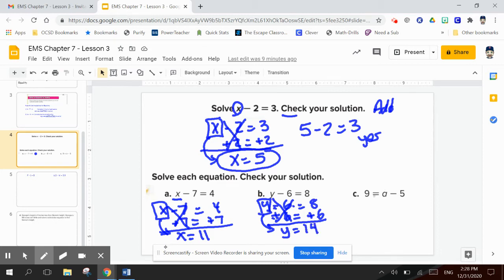Letter C. Now, this one here, the variable is still in front of the subtraction sign. They've just switched those around. It doesn't matter. It's still in front. I still have to add. 9 equals a minus 5. To get a by itself, I have to add 5 to both sides of the equation. 5 minus 5 is 0. Those cancel out. I'm left with a. 9 plus 5 is 14.